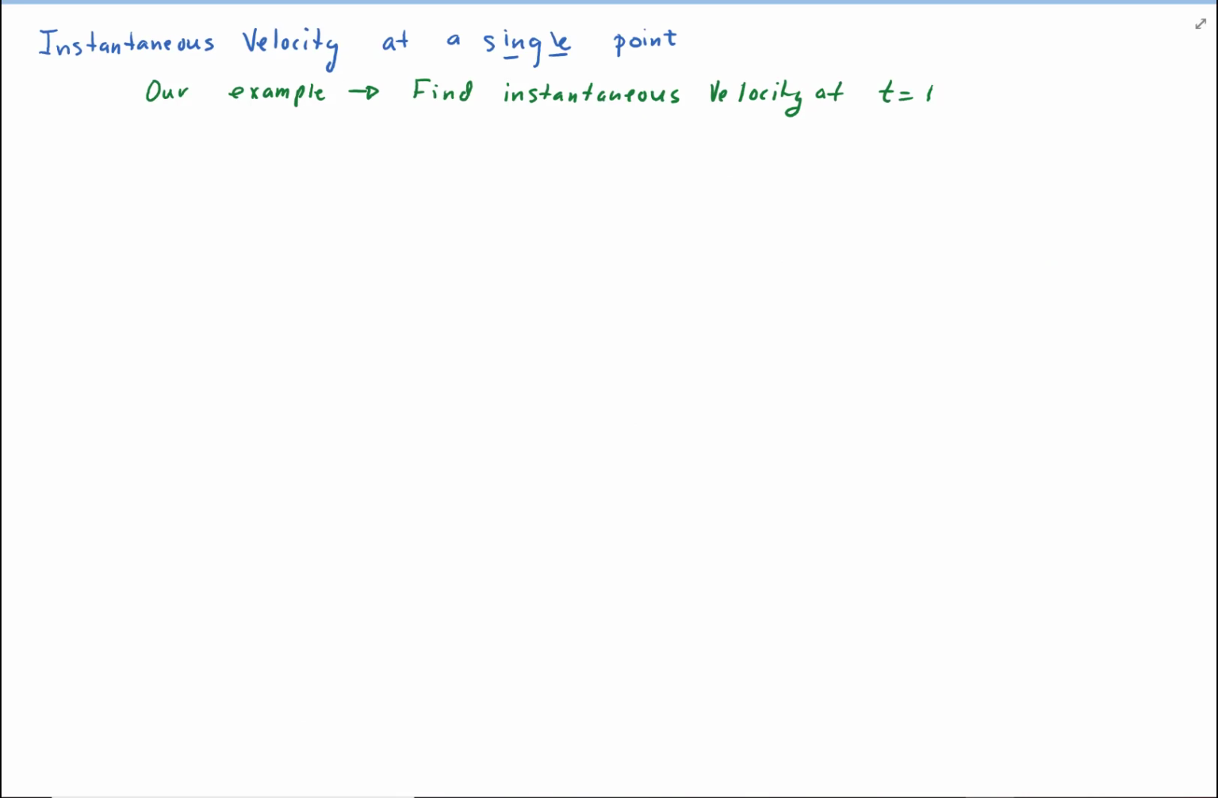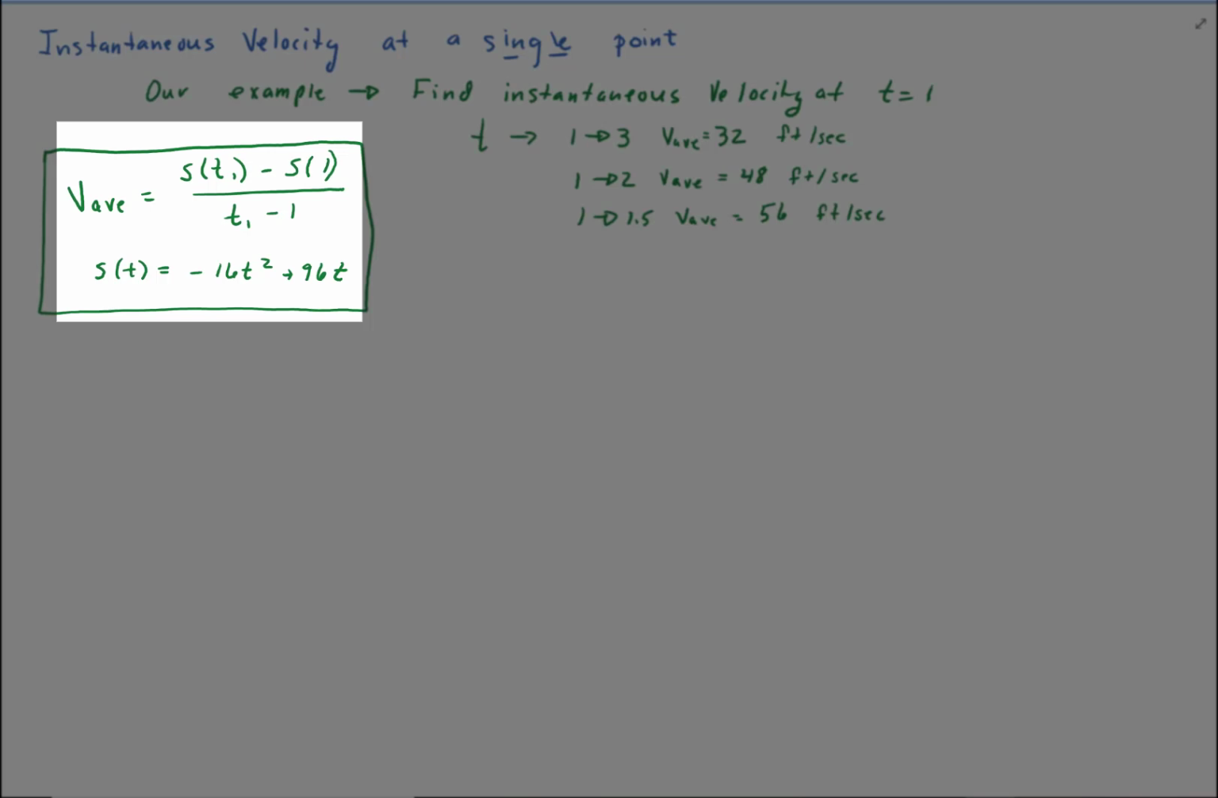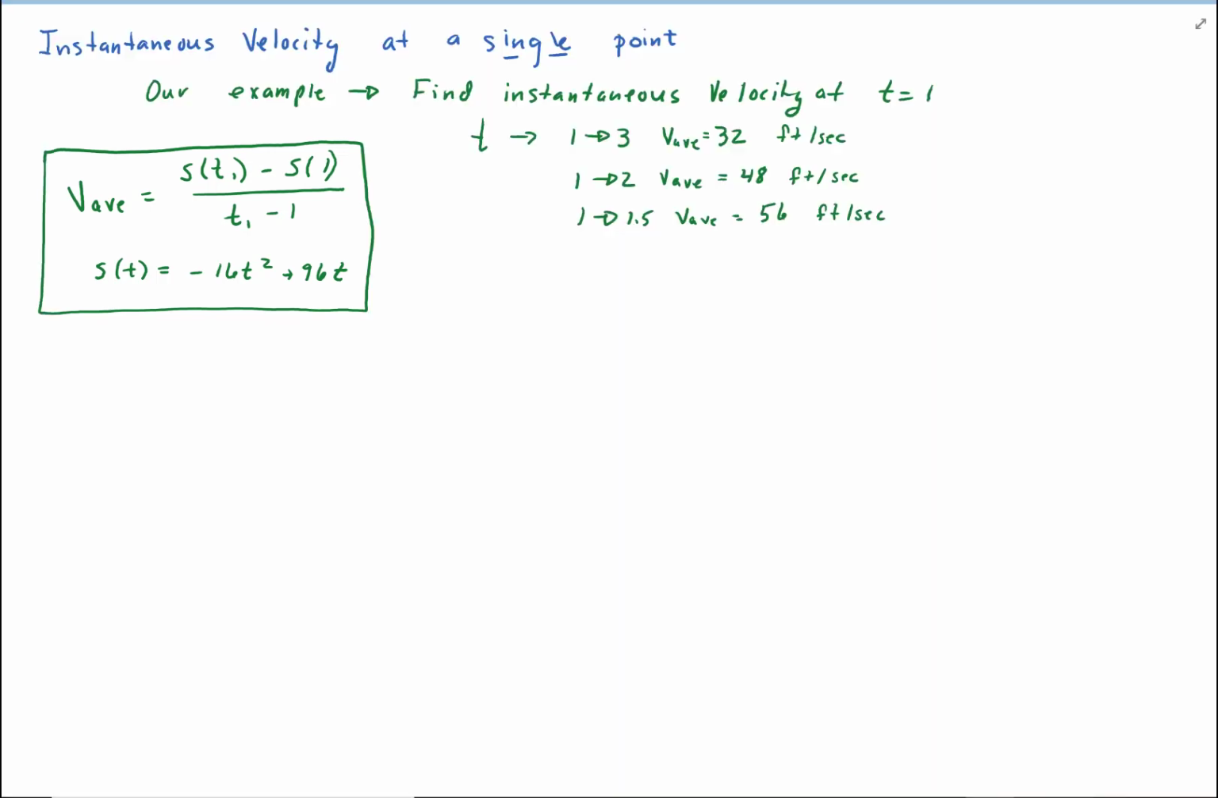Let's focus on our example, finding the instantaneous velocity at t equals 1. So we've already looked at two different intervals. We've looked at from 1 to 3, that was an average velocity of 32. We looked at 1 to 2, and that was an average velocity of 48. We could continue to do this. We could get closer and closer to our instantaneous velocity point we're interested in. That's 1. So I've gone ahead and calculated V average between 1 and 1.5. To remind us, I've put the formula for V average there, as well as our specific function S of t.